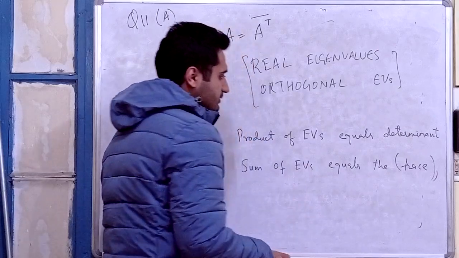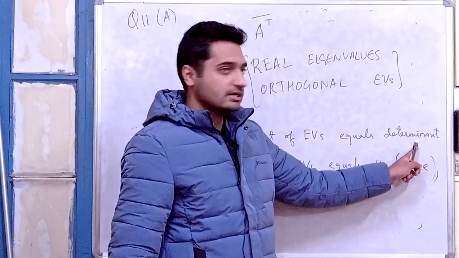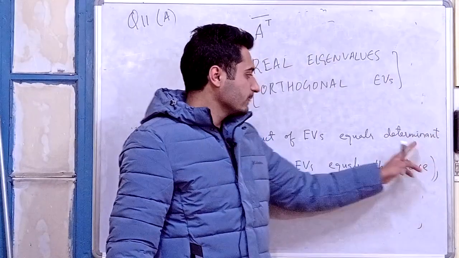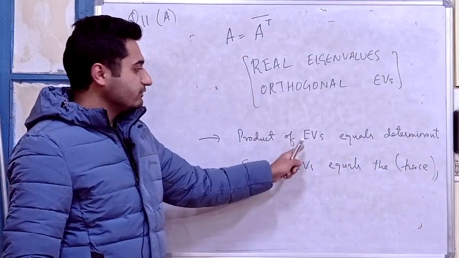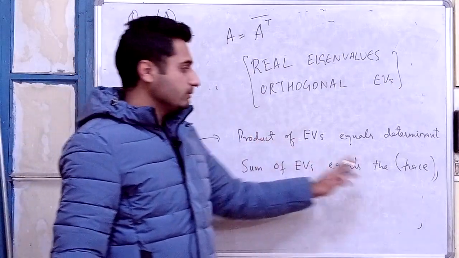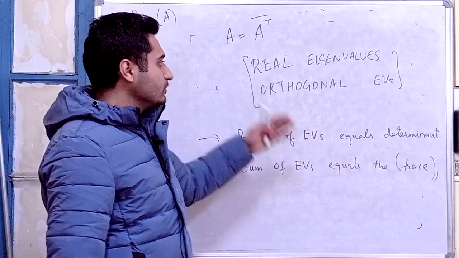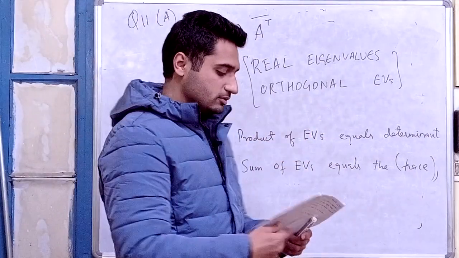To yahan se aap ye bhi yaad rakh sakte ho ki agar aapko determinant zero aa raha hai kisi matrix ka, determinant is coming to be zero, so it's necessary one of the eigenvalues is zero because the product has to be zero. For a matrix, if determinant is 0, then one of the eigenvalue has to be 0. So, ye cheeze jab aap yaad rakhoge, it will be very easy to solve this kind of questions.